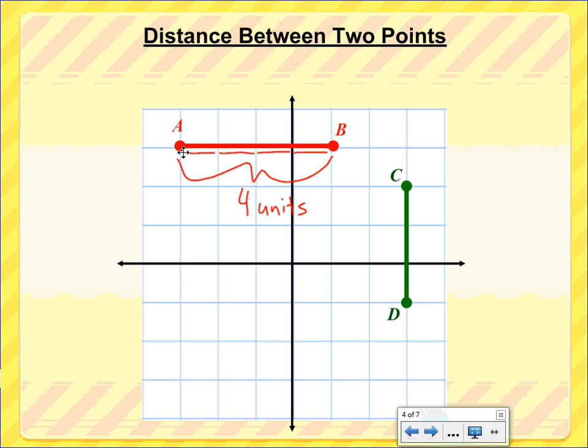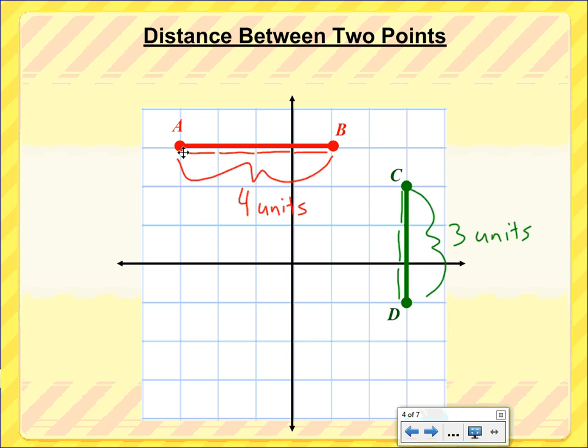So that should be 4. Nice and easy, right? Vertically, same thing, right? I have 3 total units. I got 1 unit there, 1 unit there, 1 unit there. So I end up with a total distance of 3 units. Super easy, right? So let's go to the next page.